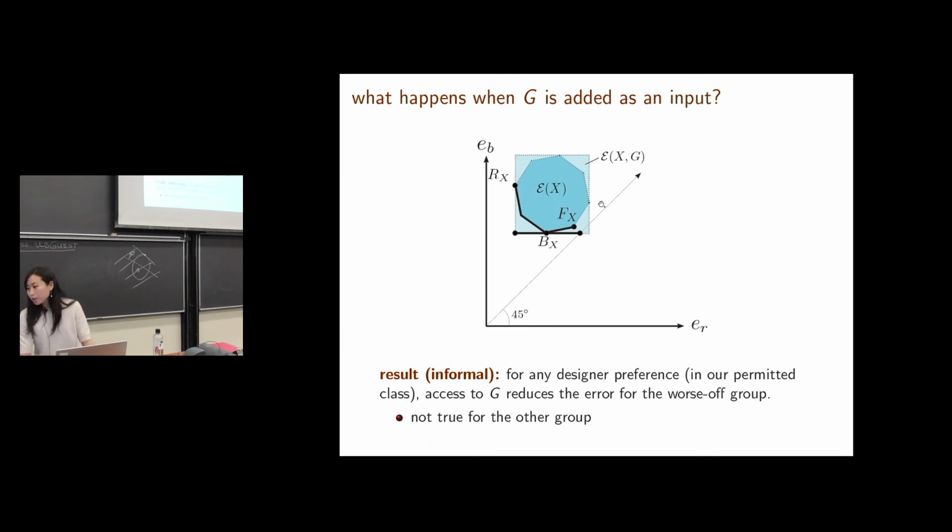So for example, the egalitarian designer's favorite point on the original frontier is this fx. Favorite point on the new frontier is this point here. And you can see for yourself that group R's error is actually increasing when the designer gets access to group identity.